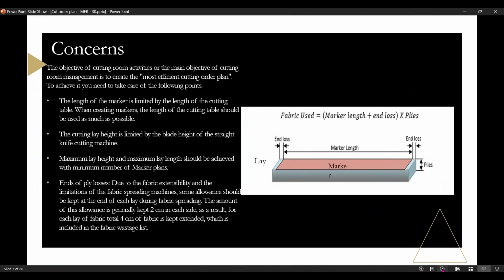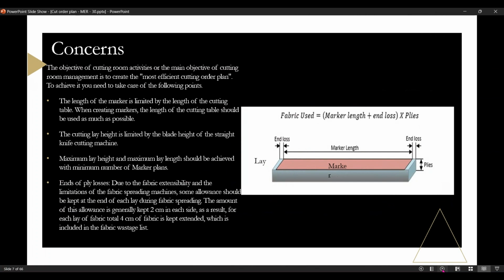To achieve it, you need to take care of the following points. The length of the marker is limited by the length of the cutting table. When creating markers, the length of the cutting table should be used as much as possible. The cutting lay height is limited by the blade height of the straight knife cutting machine. Maximum lay height and maximum lay length should be achieved with minimum number of marker plans.